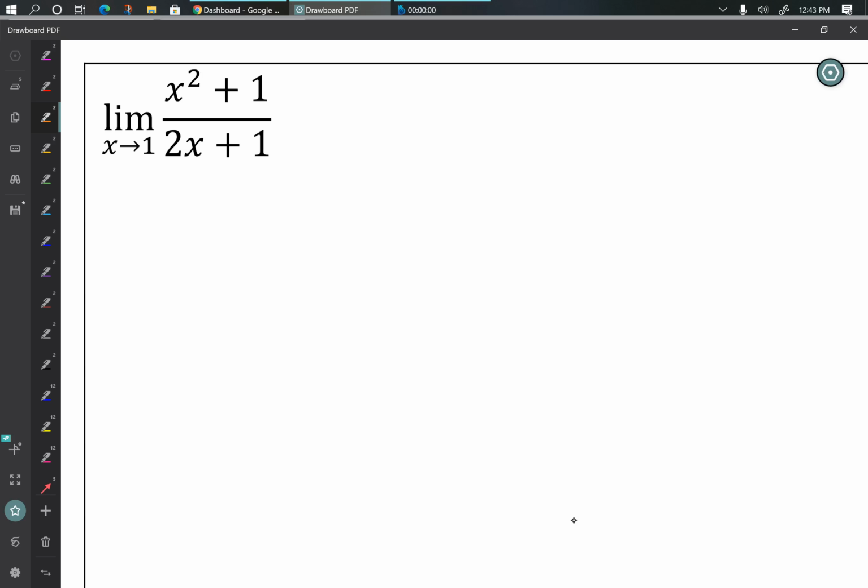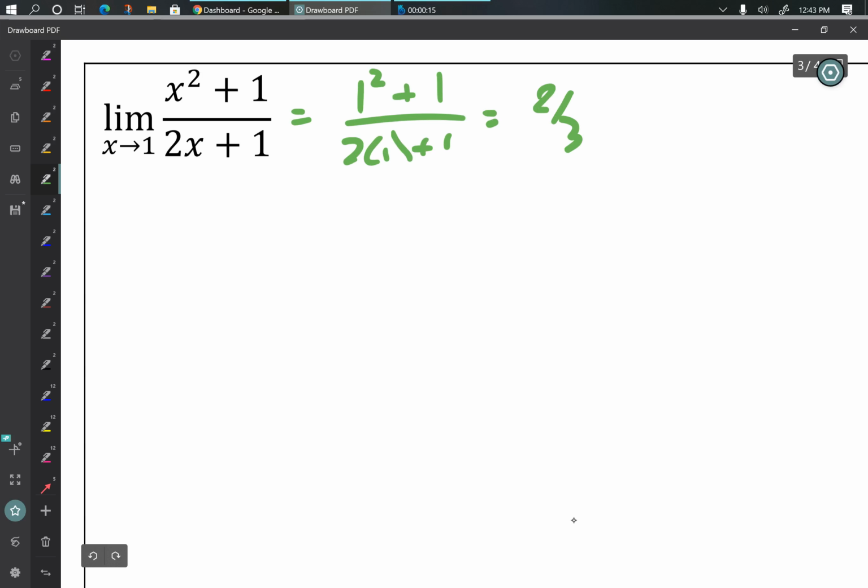Welcome back for part 2 of L'Hopital's rule. So here I'm handed a limit. My job is to evaluate the limit. First thing I always do is direct substitution. So by direct substitution, I've got 1 squared plus 2 over 2 times 1 plus 1, 2/3, and I'm done.